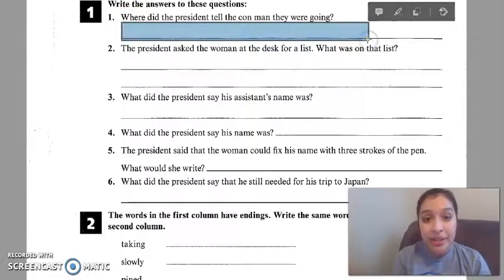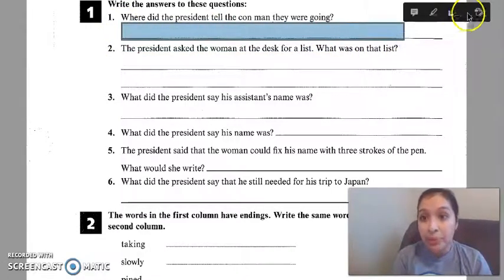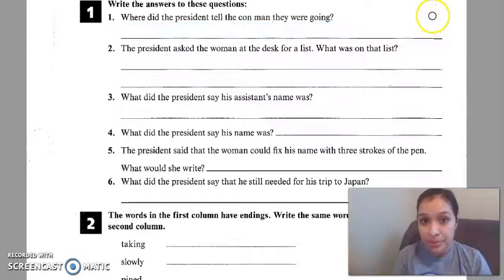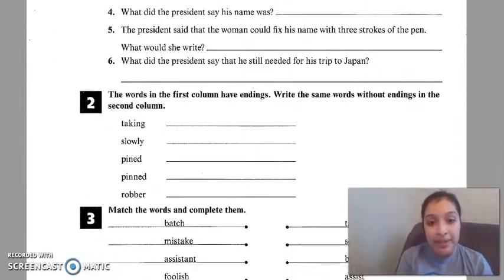Yes, we could start it with, oops, let me try that again. The president told the con man they were going to. So you're going to write here, the president told the con man they were going where? So I'm going to check on this, make sure that you guys are writing nice and neat. A lot of you are doing an awesome job, so please keep it up.